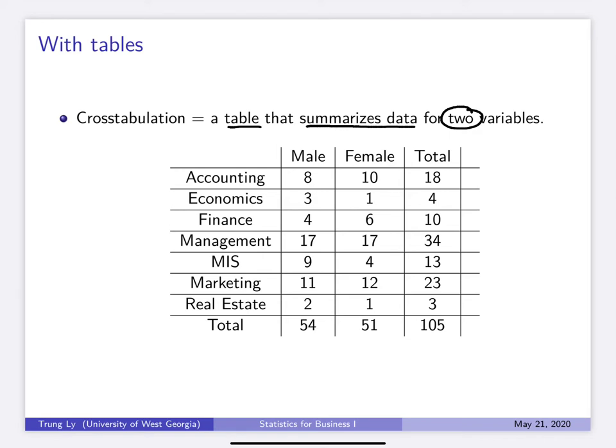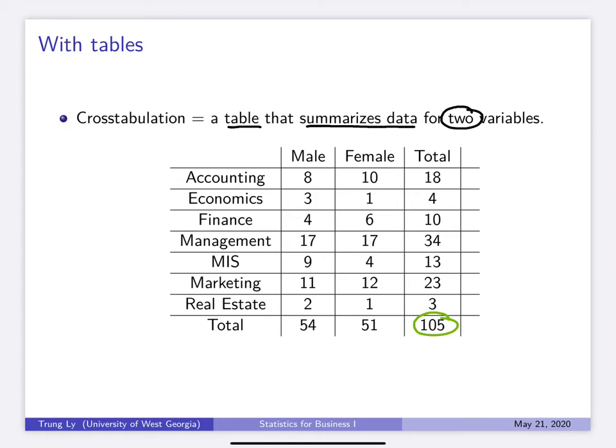Let's look at this example. I have a sample of 105 students, and I group them not only by major but also by gender. The idea is each of the cells gives me the number of observations that satisfy both categories.